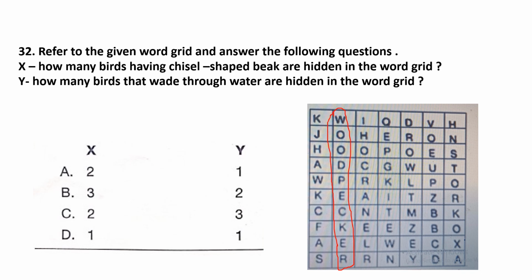Woodpecker, crane, hoopoe, heron, and stork. There are total 5 birds, out of which woodpecker and hoopoe have chisel-shaped beak. That means 2 for X and 3 for Y. Answer is option C. Kids, I hope you understand this.